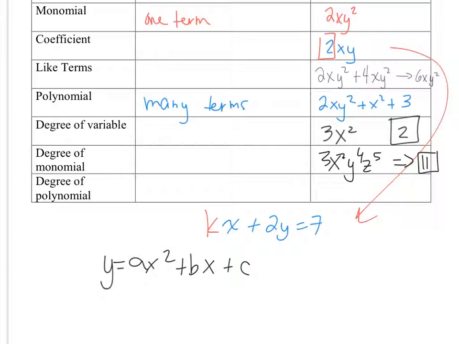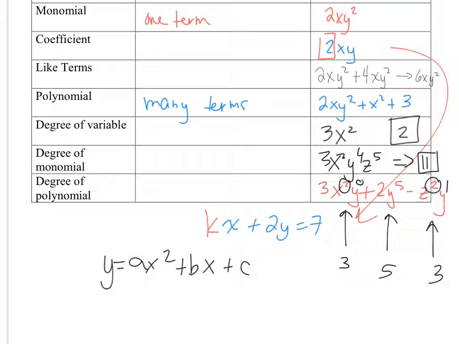The degree of an overall polynomial is taking all of the monomials individually and finding the highest of those degrees. So for example, if you had 3x squared y plus 2y to the fifth minus z squared y, you can clearly see that the degree of this monomial is 3 from the 2 plus the 1 that's here. The degree of this is 5. And the degree of this is also 3 from the 2 here plus the 1 that should be really here. So the overall degree of the polynomial in this case would be 5.